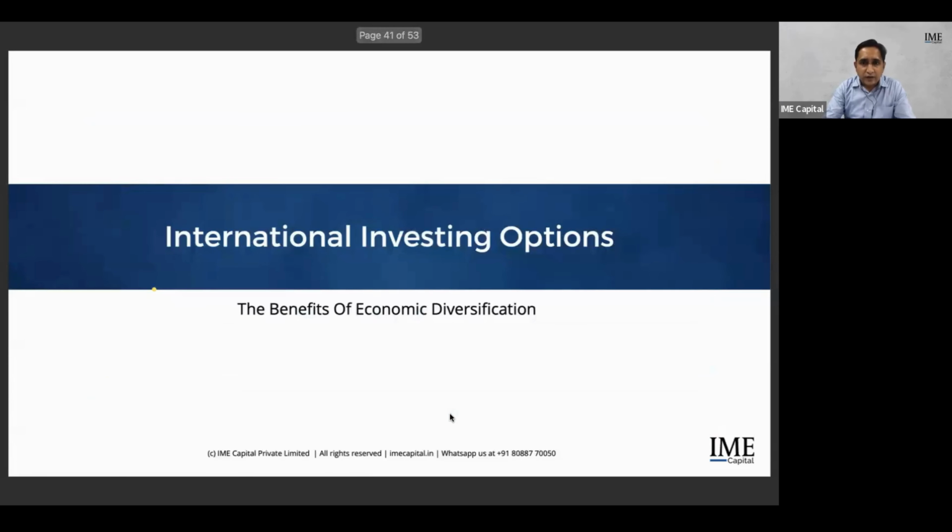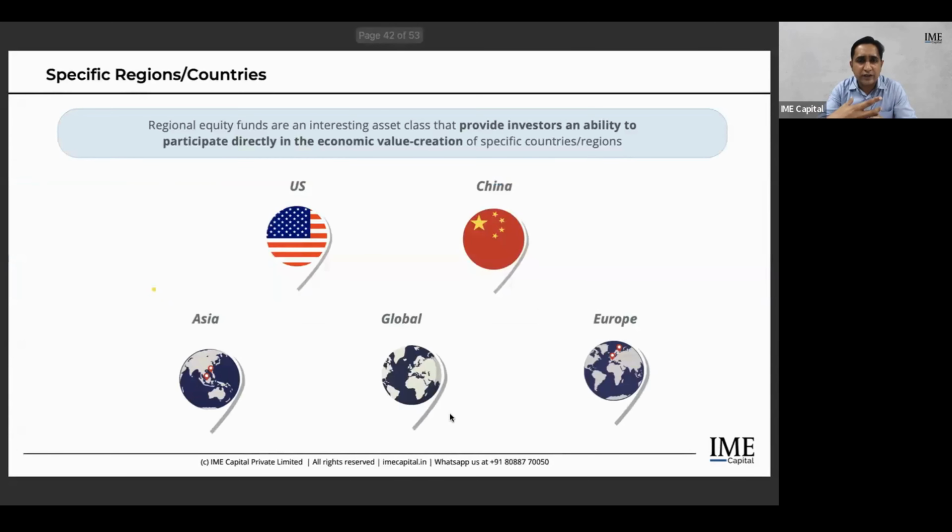A last point, when it comes to the investment options, is that there is really no reason for you to have all your investments concentrated in a single economy and exposed to a single currency risk, right? And which is why for a lot of our investors, we do actually recommend investing a certain amount of their portfolio overseas. There are a very large amount of options available in terms of international investment options.